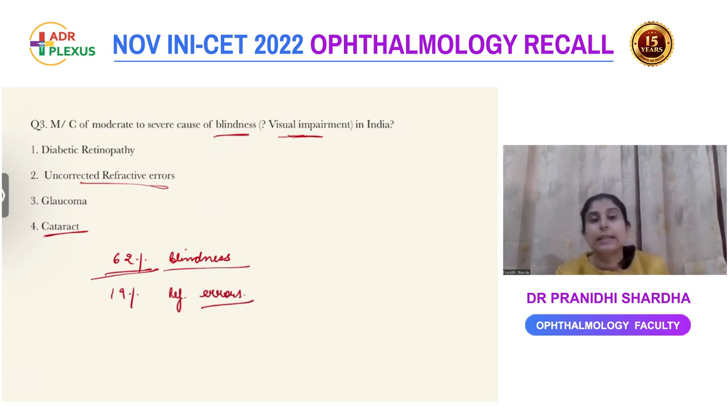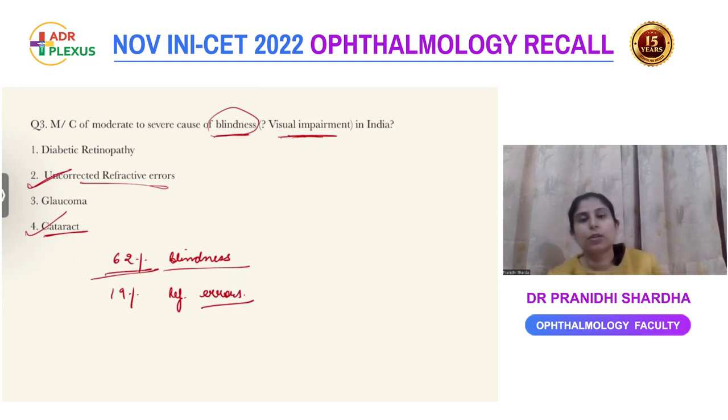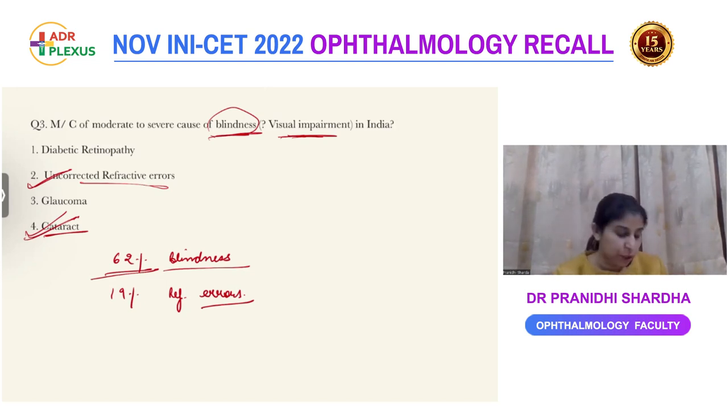19% of the blindness in India. But we know that refractive errors as a whole are not the cause of blindness, they cause visual impairment. So if the question includes visual impairment, it has to be refractive error. But if the question included blindness, the answer had to be cataract. It's just a matter of one word which changes the question and also the answer. So if blindness, cataract is the best option, and in visual impairment, uncorrected refractive errors will be the option.